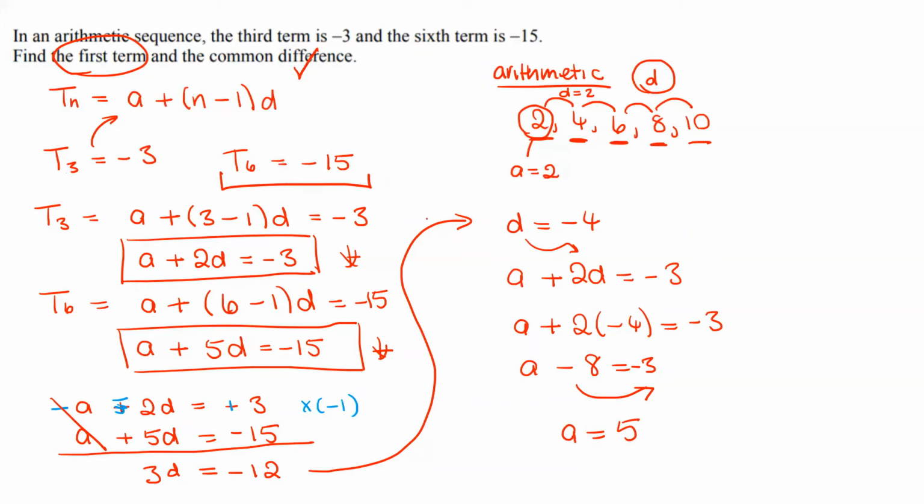So in this case now, for this arithmetic sequence, we know the first term is 5, and the common difference then, the number we're subtracting each time, is -4.